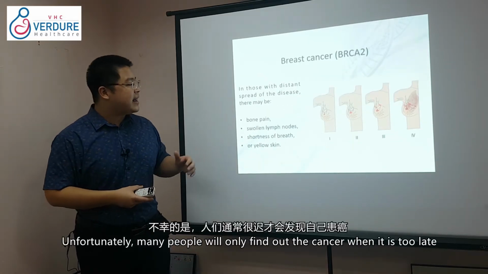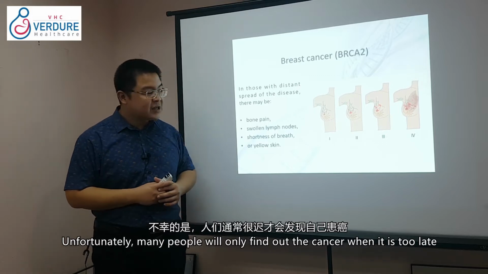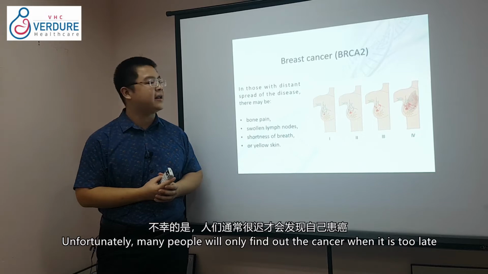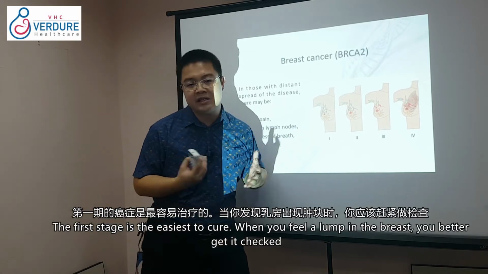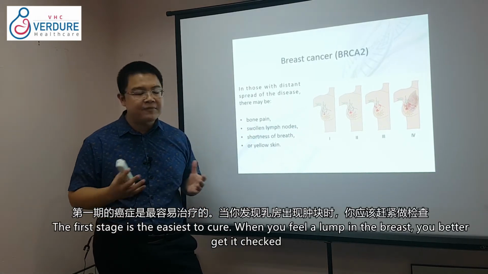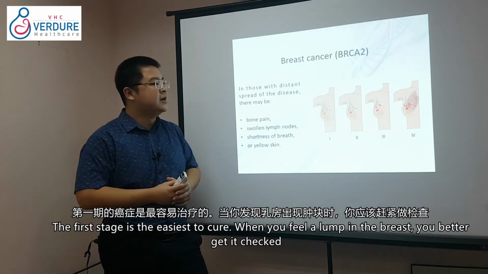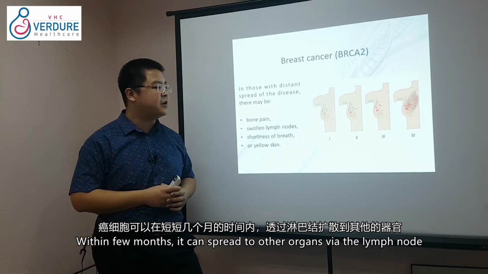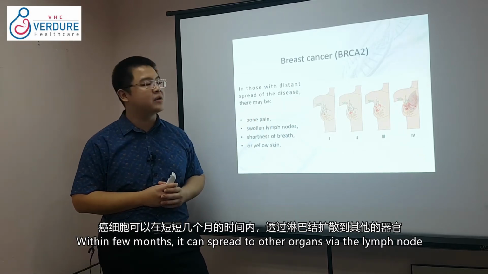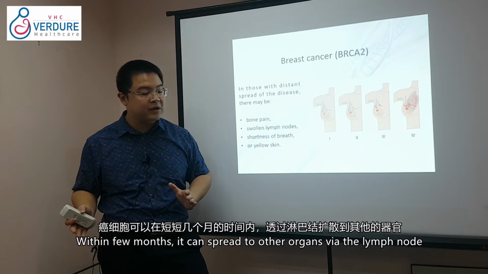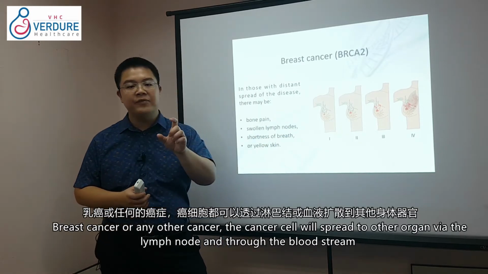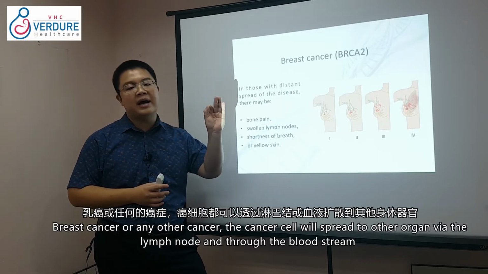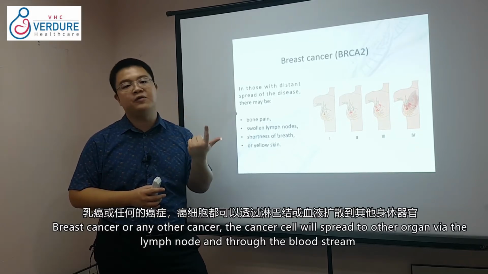Okay, and unfortunately, many people will notice cancer only when it is too late. So the first stage is the easiest to cure. So when you feel a lump in the breast, you better get it checked. Within half a year or worse, within a few months, it can spread to other organs via the lymph node. So breast cancer, in fact any cancer, the cells would spread into other organs via the lymph node and also through the bloodstream.